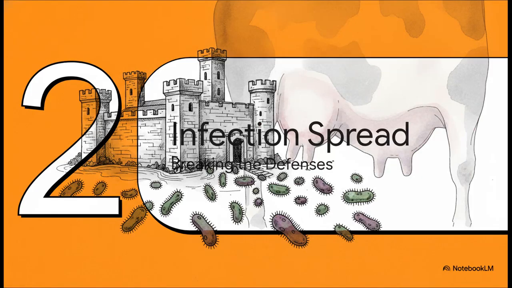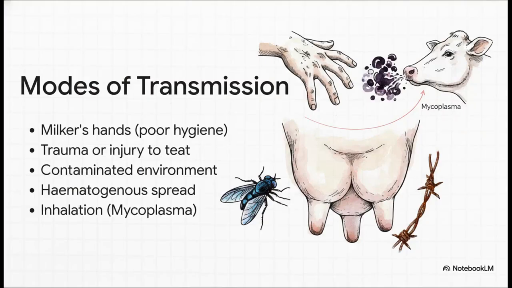Moving on to Part 2, how the infection spreads, breaking the defenses. I want you to imagine the cow's udder as a highly fortified castle. How exactly do these microscopic invaders breach the defenses? The variety of ways a cow can catch mastitis is honestly quite surprising. The most common breach happens right at the teat canal, often transmitted simply through the unwashed hands of a milker moving from an infected cow to a totally healthy one. But the environment plays a massive role too. Think sharp objects causing physical trauma, contaminated bedding, or even biting flies introducing bacteria.